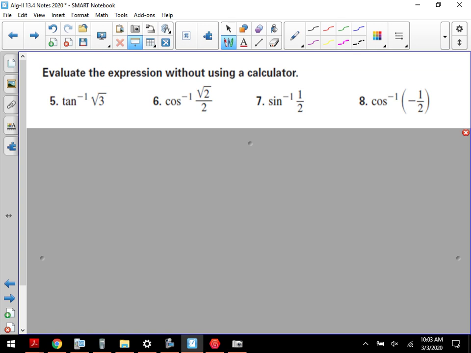Obviously you don't have a triangle with a root 2 as an adjacent and a 2 as a hypotenuse. You have to think about what that looks like. That will happen also with the root 3's over 2's. So, if it's positive, it's in the first quadrant.